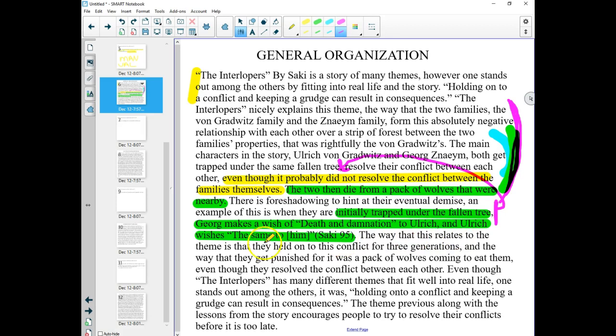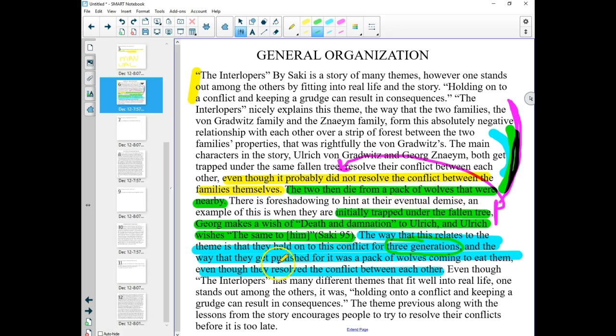The way this relates to the theme is that they held on to this conflict for 3 generations, and the way they get punished for it was a pack of wolves coming to eat them, even though they resolved the conflict between each other. Okay, I just got whiplash. So they made me go back in the story, but then they make me go even further back by saying, like, 3 generations. Like, that's the beginning of the story.